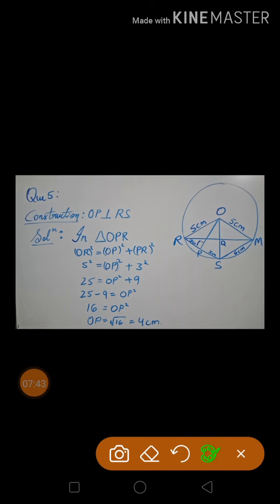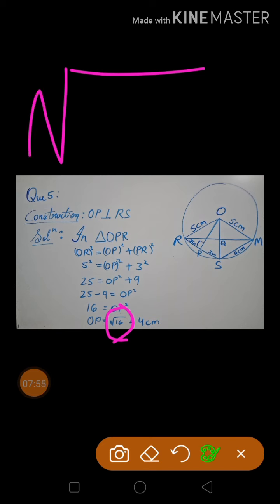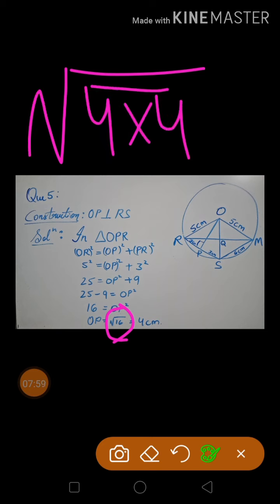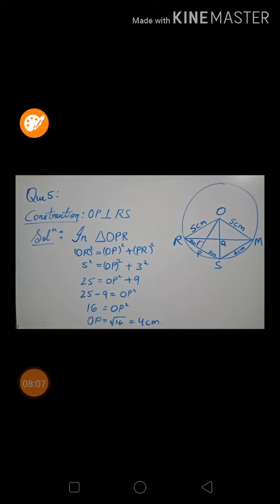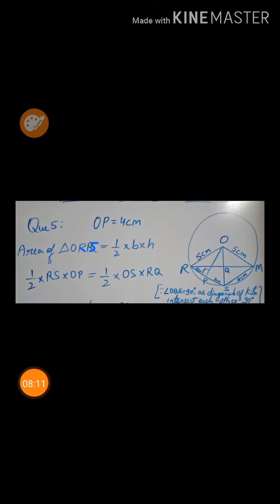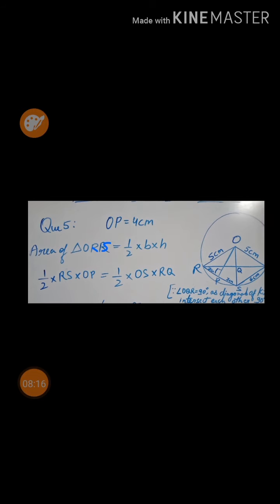Now we are removing this square from OP, so the square root will come. Now 16, we will find the square root of 16. We know that the square root of 16 is 4 into 4. Make a pair and 4 will come out, and the answer will be 4 meter, not centimeter, write meter. Now we have got OP is 4 meter, not centimeter, right, here meter.